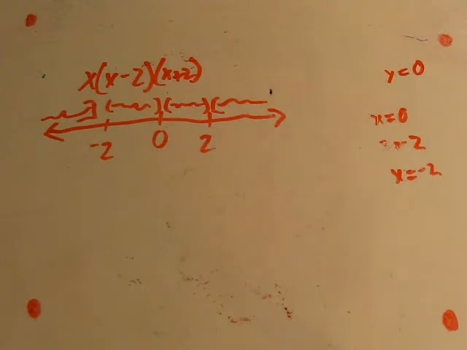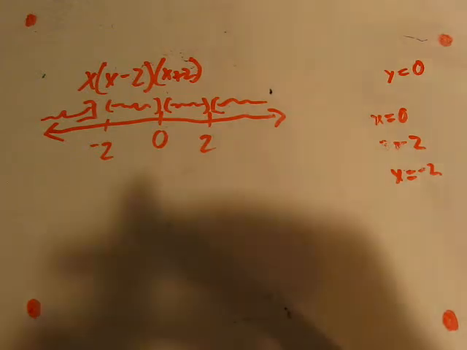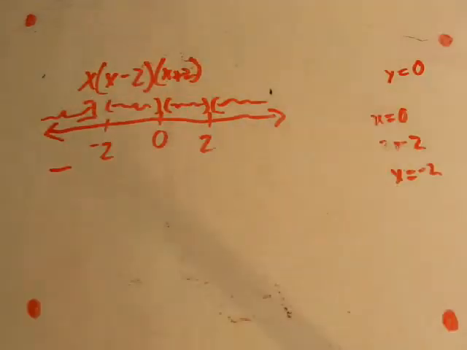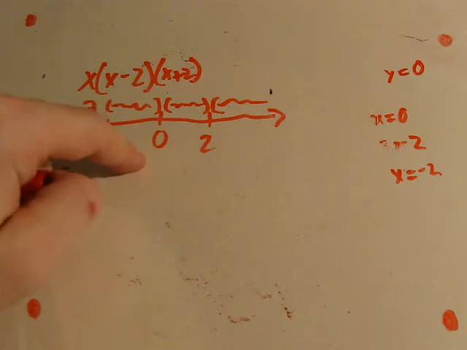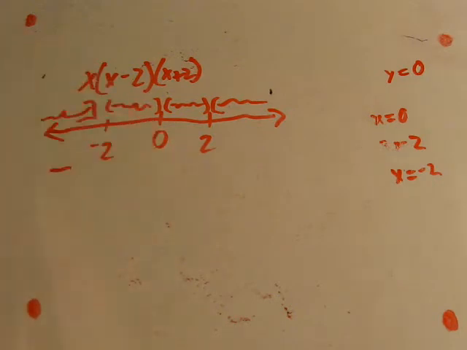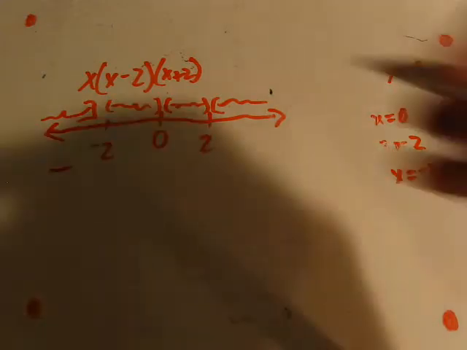Negative 15 is a negative number, so we mark this as negative. Next, we put in a range between negative 2 and 0, so negative 1. Now, negative 1 cubed is negative 1. Then subtract 4 times negative 1, and you get 3. That's a positive number.